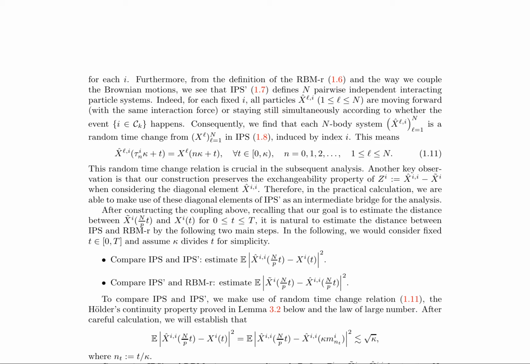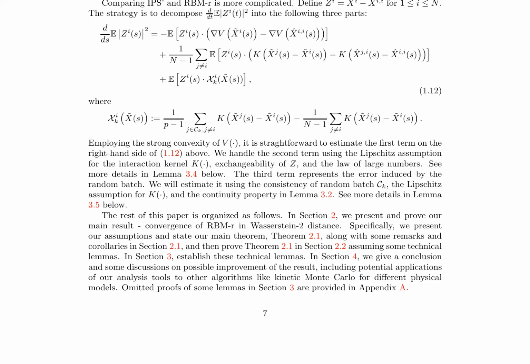The authors construct a coupling between the IPS and RBM-r, which is crucial for the subsequent analysis. They observe that each n-body system in the IPS is a random time change from the corresponding system in the RBM-r, induced by each index I. This random time change relation is used to estimate the distance between the IPS and RBM-r.